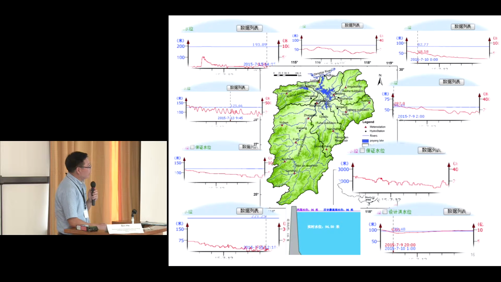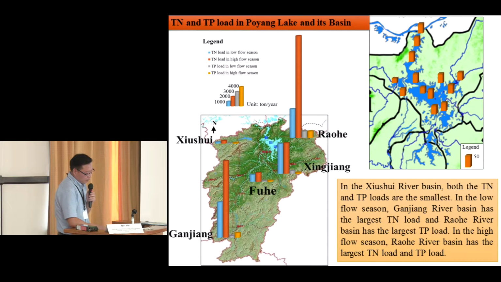This shows an example of the data, the river discharge and also the water level in the different rivers. So we can monitor the river water quality and also the water level for each river flowing to Lake Poyang. So we can use the river discharge and the water quality to calculate the nutrient load in the rivers and lake.